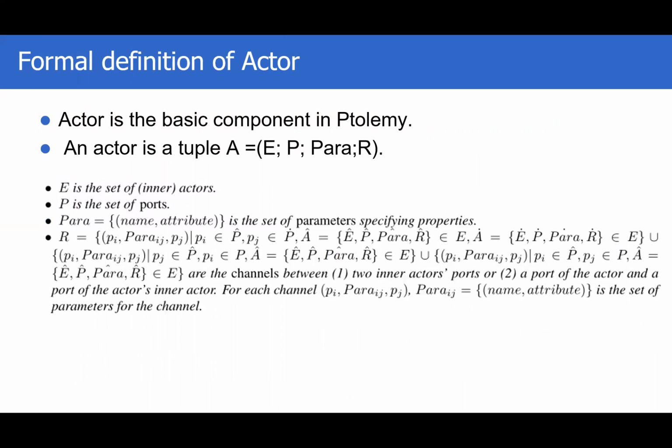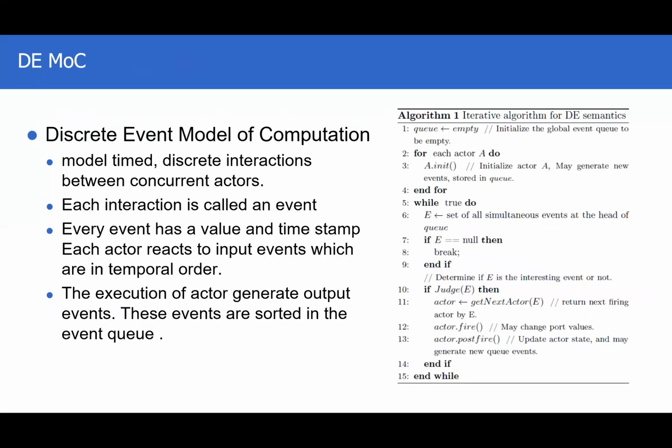Actor is the basic component in Ptolemy. So actor is a tuple. E is the set of actors. P is the set of ports, and Para is the set of parameters. The parameter can specify any kinds of properties. R here is instead of two kinds of relations of port. One is the relation between inner actors' ports, and the other is the relation between the actor and the inner actors. This is a more formal semantics for this definition, and all the directors can have the actor, but how these actors are executed depends on the director.